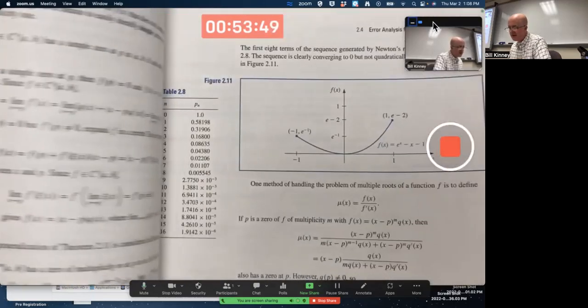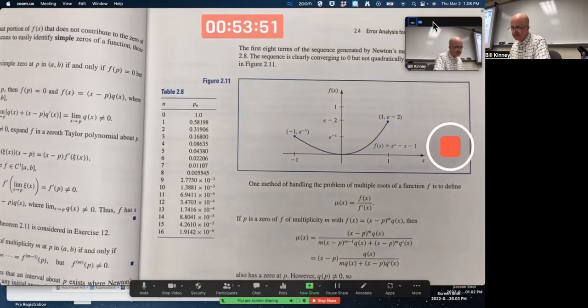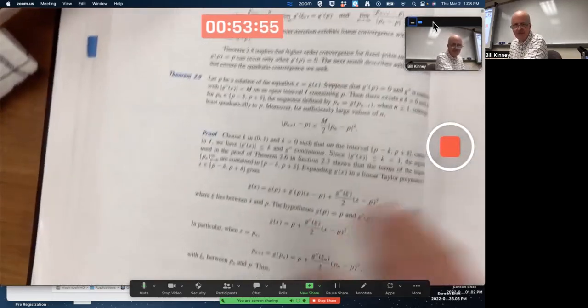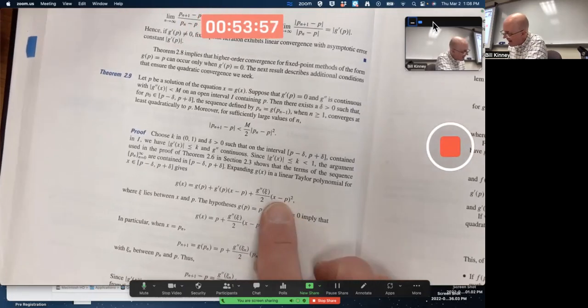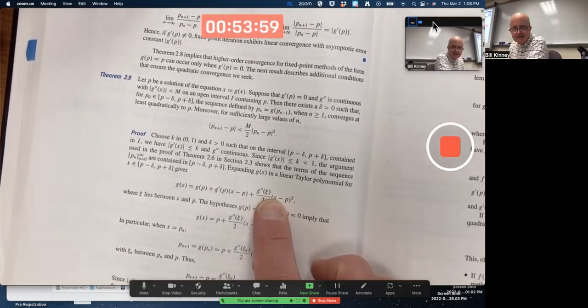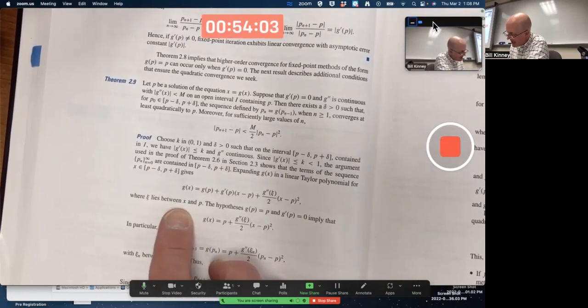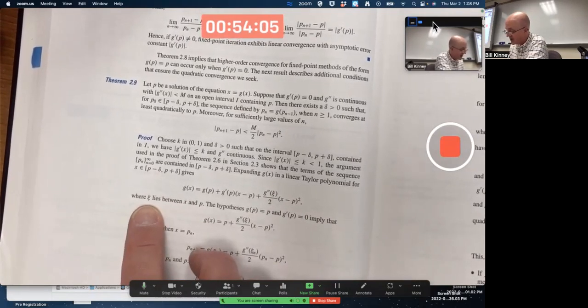Going back to our proof here, the C right there does depend on X. It lies between X and P. P is fixed, but I could change X, so I'd get a different C if I change X.